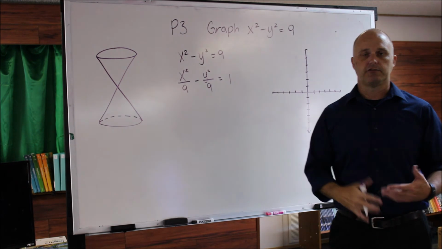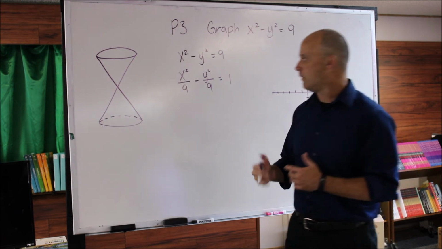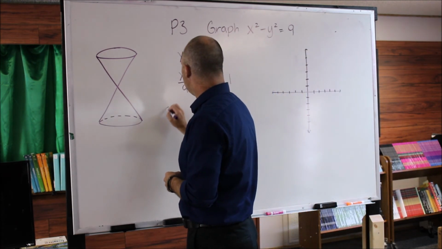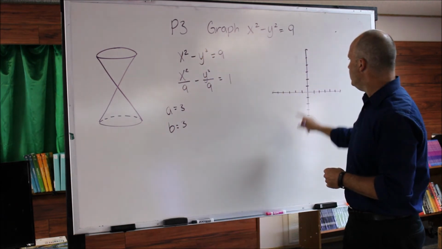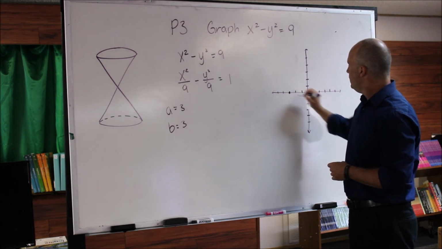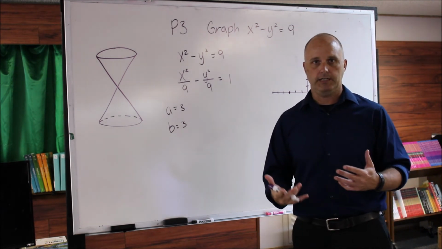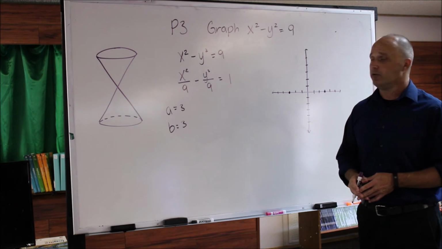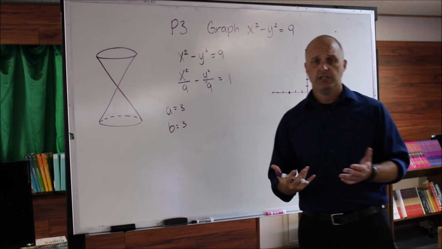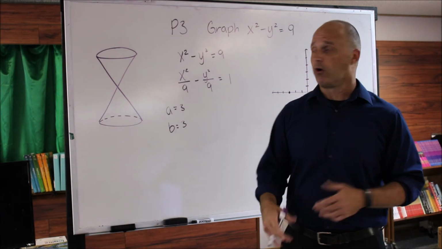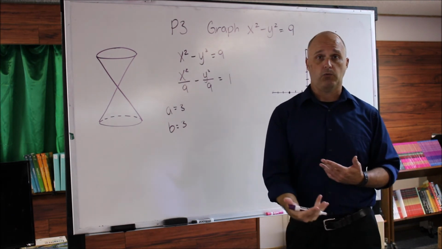What I then want to do is take the square roots of both the a squared and the b squared to determine where the stretches are going to be. And so we're going to get a is equal to 3 and b is equal to 3. What this is going to tell me is that this is going to start here and here. So our x-intercept is going to be at 3 and negative 3. The next thing that we're going to do is choose a point to the right of this x-intercept, which the easiest one for us is going to be 4. So we're going to take 4 and plug it into the original equation for x, and see what the y value is.